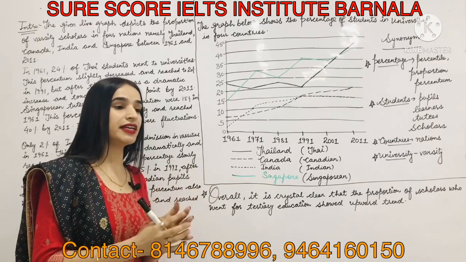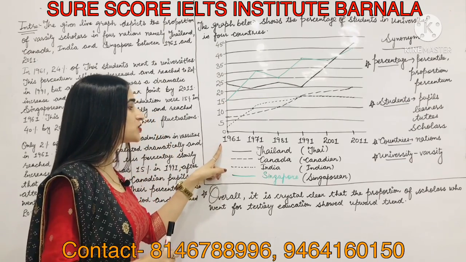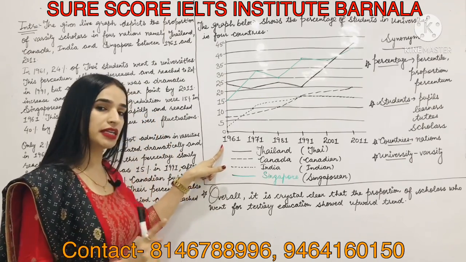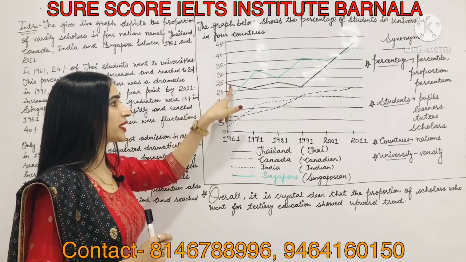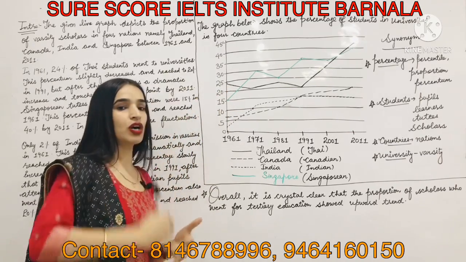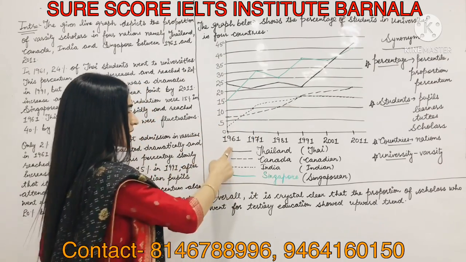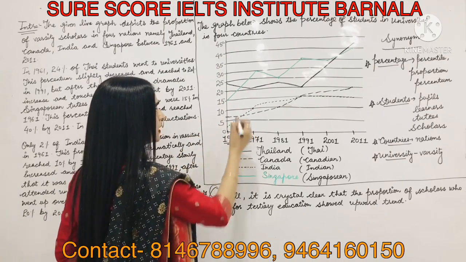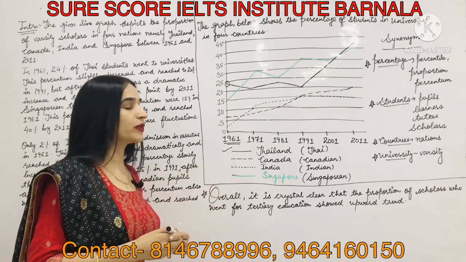initial year. Definitely in the line graph, the first rule is that you always have to start with the initial year, the first year, and after that, among the lines, you will check which line is on the top. So from there you will start writing. Here, in 1961, this country is Thailand. So we will start with Thailand.